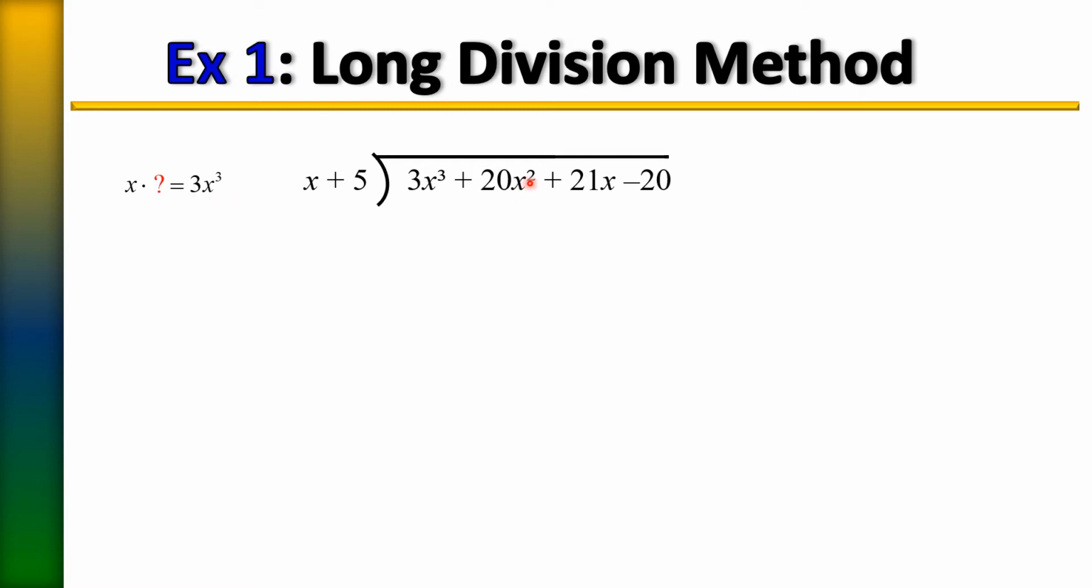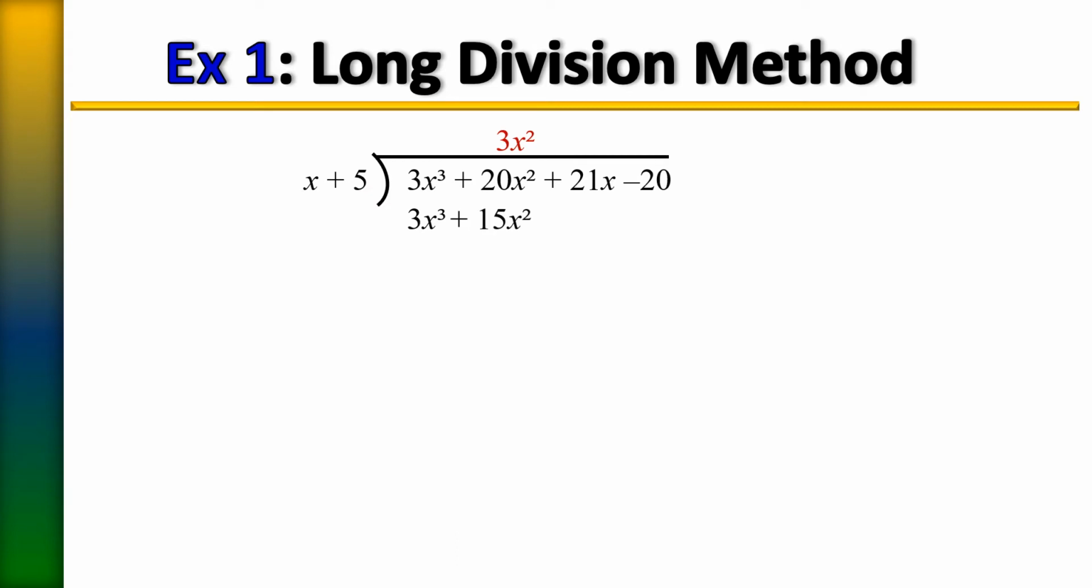So we're going to write that, since it's an x squared term, above the squared terms. Now I'm going to multiply. You always multiply that number by both numbers of the divisor, starting with the outer one first. 3x squared times x, yes, it is 3x cubed, and I write it under here. 3x squared times 5 is 15x squared.